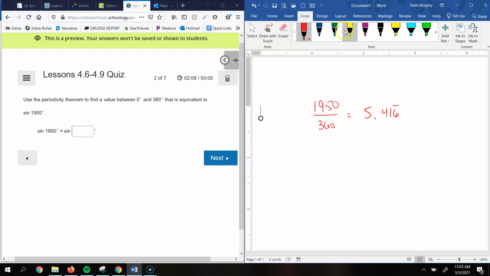5.416 repeating. This 5 tells us that this represents 5 revolutions, or 5 times around the circle. So this is 5 full rotations with a remainder of 0.416 repeating. So I'm going to take that 0.416 repeating and multiply that times 360 degrees to figure out how many degrees past those 5 full revolutions that would be. And when you do that, you get 150 degrees. And so the sine of 1950 is equivalent to the sine of 150.